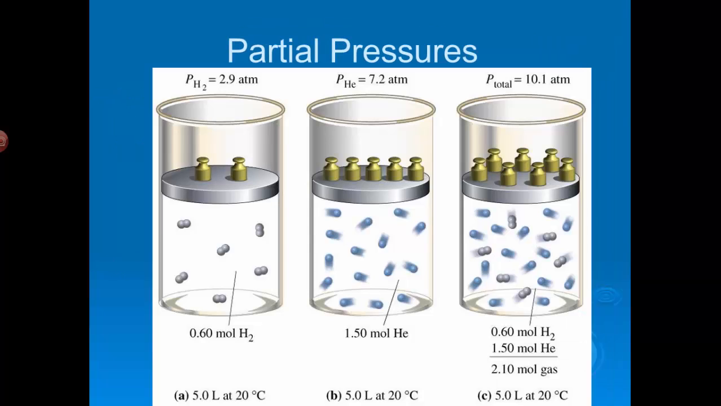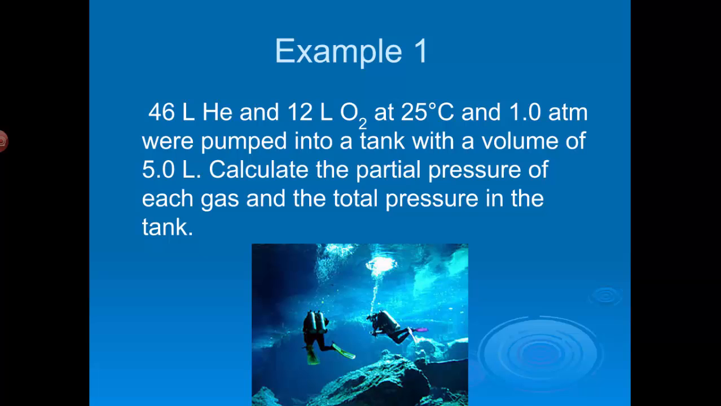We have some hydrogen gas, 2.9 atmospheres of pressure, or 0.60 moles. And we have in another container some helium at 7.2 atmospheres. There's 1.50 moles of that. If we put them together, the total pressure will be 10.1 atmospheres. We add the two, 2.9 plus 7.2. And the total of moles will be 2.10 moles. We just add the two numbers of moles. So it's very simple. You're just adding. Okay?